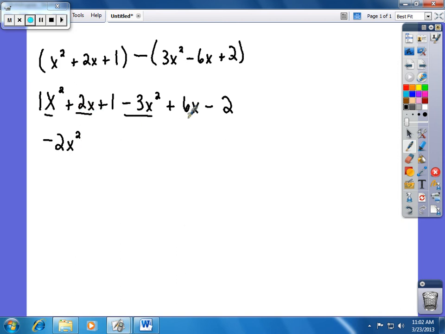Alright, so now if we move on to our x terms, we've got a positive 2x and a positive 6x, so 2 plus 6 gives us positive 8. And then lastly we have 1 minus 2, and again if I had $1 and then I lose 2, I am now $1 in the hole.